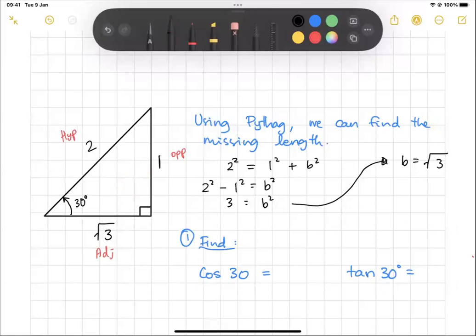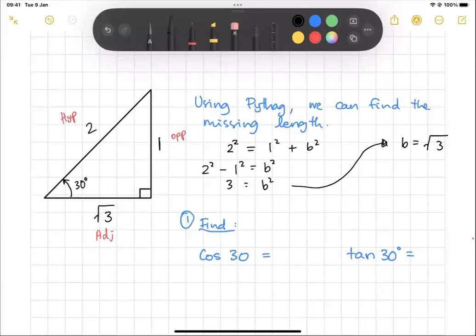Let's find what is cos 30. We know using SOHCAHTOA that cos is adjacent over hypotenuse. So let's just write it down. What's my adjacent in this triangle? My adjacent is square root of 3 all over my hypotenuse, which is 2. Super easy. I use my triangle to work out my exact value.